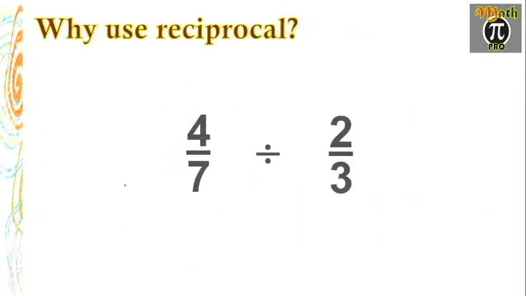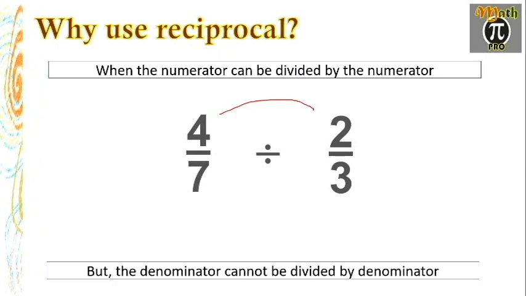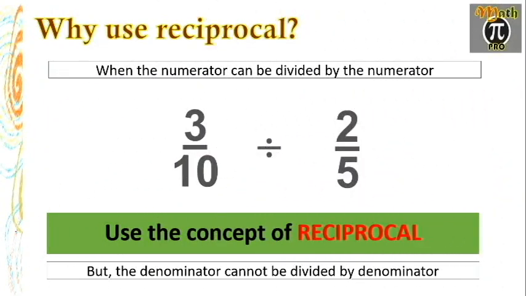But why use reciprocal? Because sometimes we can divide the numerator by the numerator, but we cannot divide the denominator by the denominator. So in this example, we can get the numerator as 2, but we cannot divide 7 by 3. With this example, the only way to get the quotient is by using the concept of reciprocal. Similarly, when the denominator can be divided by the denominator, but the numerator cannot be divided by the numerator, the only way to solve it is using the concept of reciprocal.